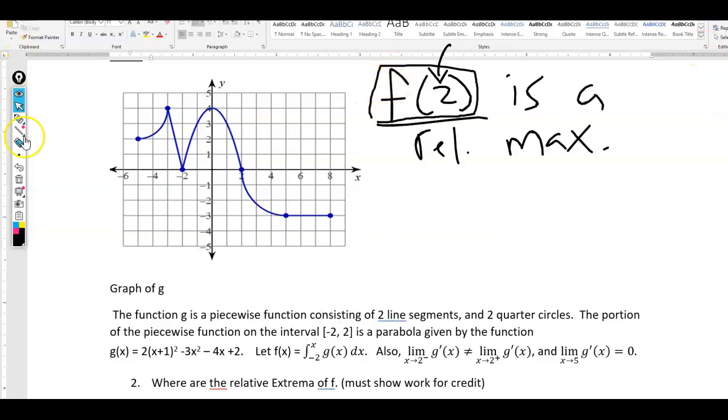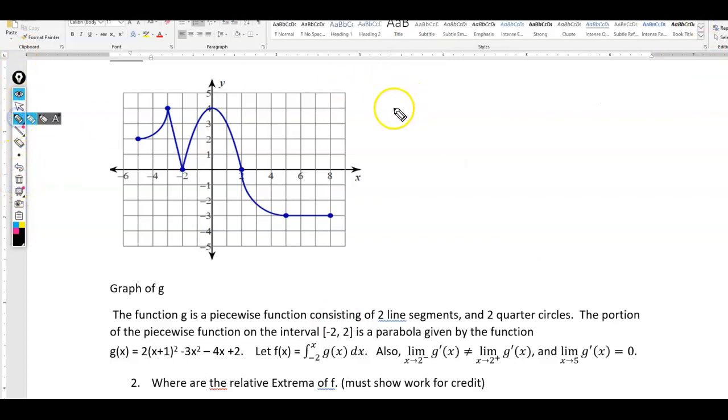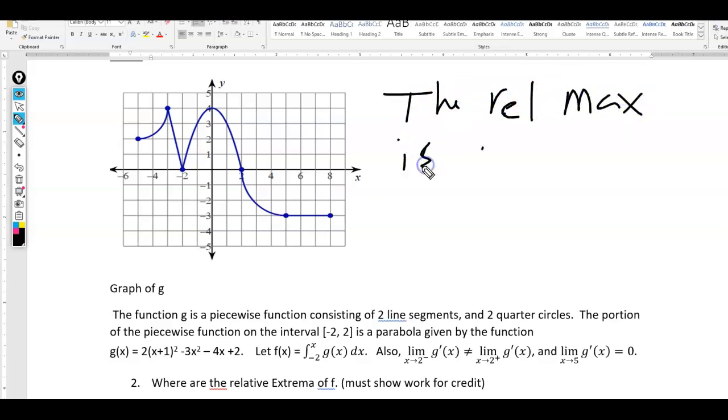In that case, let's rephrase our answer, just because this is how you guys will do it on yours. You would say the relative max is at x equals 2. There is no relative min, so that's it. There's just a relative max for this particular question.